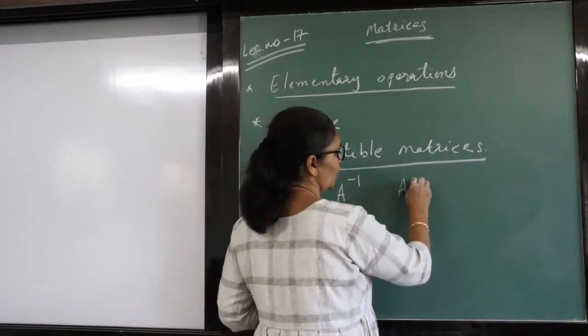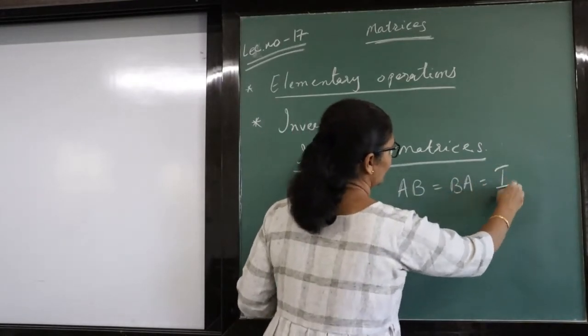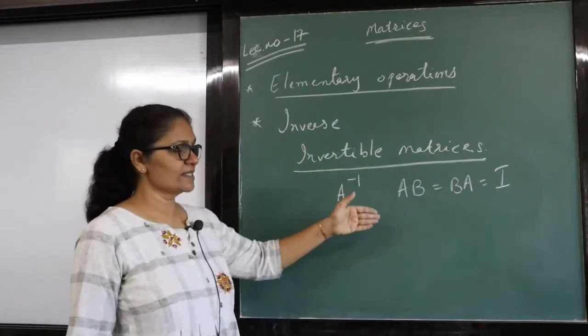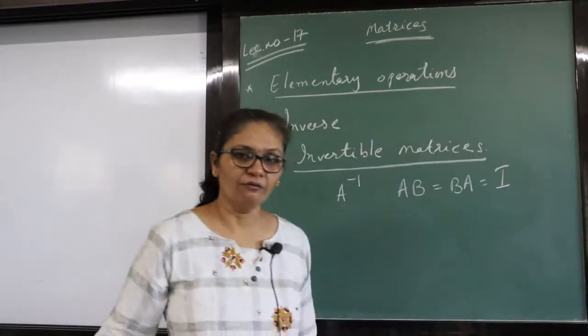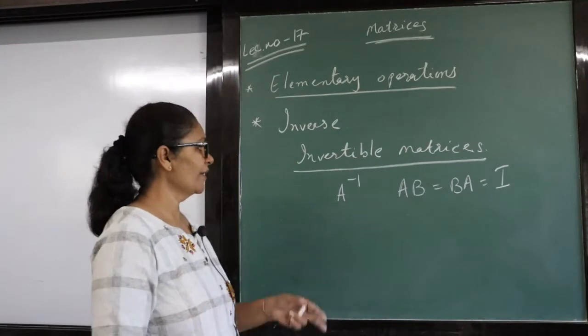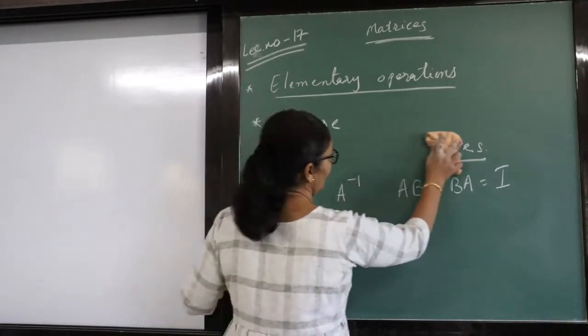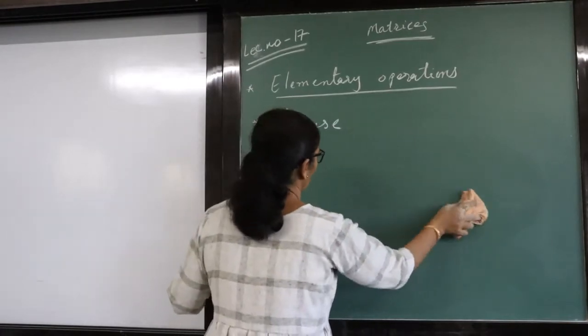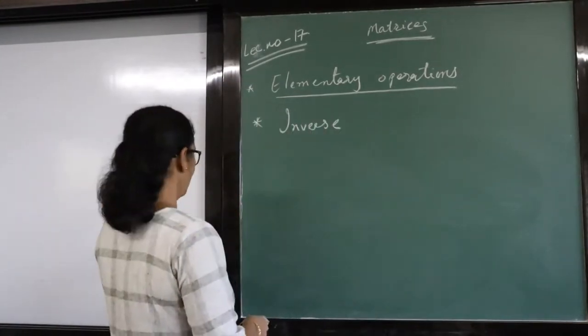Now what is the definition of an invertible matrix? If we multiply two matrices A and B, or B and A, and you get the identity matrix, then you can say both are inverses of each other. But remember, whenever we want to find an inverse, your matrix should be a square matrix only. You cannot find an inverse for a rectangular matrix. So for an inverse we require a square matrix only.